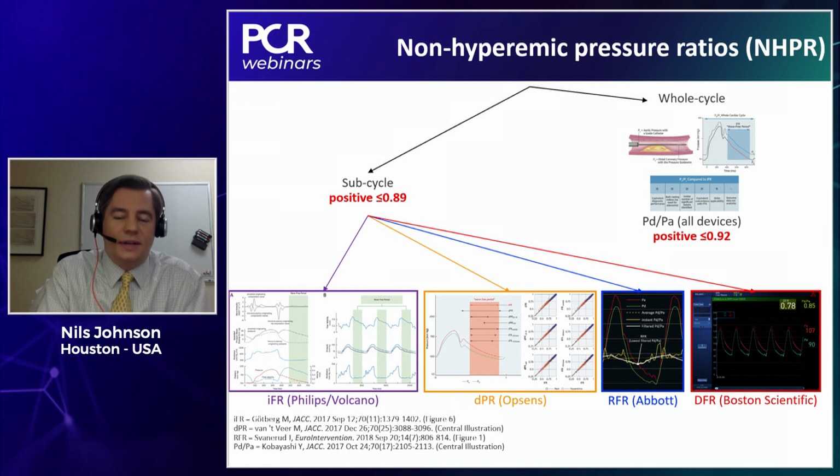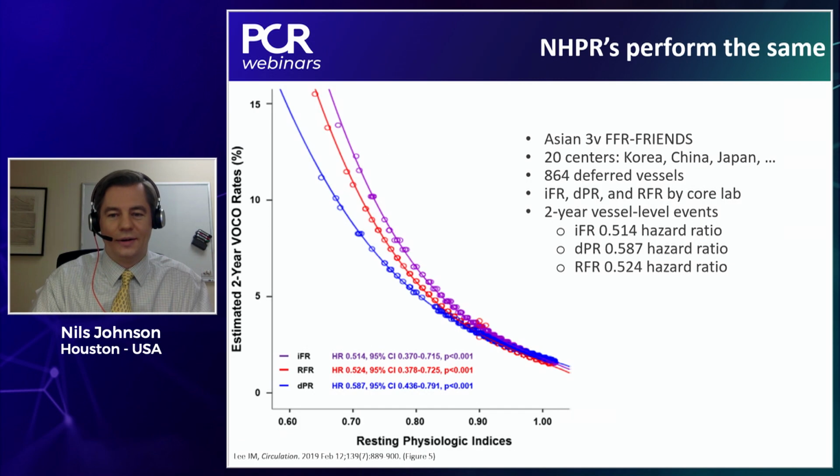So what implications does this have for when we use resting metrics in the cath lab? The first thing to mention is that there are many different ways that we can do resting physiology. This is a whole family of different metrics called non-hyperemic pressure ratios. If you take the entire cardiac cycle, that's something called rest Pd/Pa, available on all devices, typically a threshold binary value of about 0.92. And then every manufacturer of pressure wires has come out with a sub-cycle measurement. They all have the same binary threshold value of 0.89, and you can see that they all have slightly different theoretical backgrounds or practical implementations among the various platforms, but they all do the same thing and all get you the same number for binary decision making.